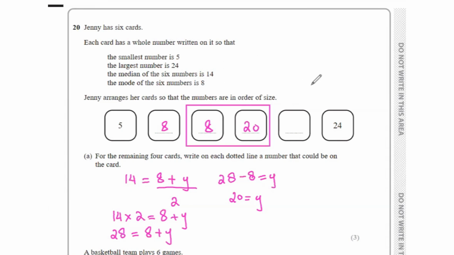Now, since the numbers are arranged in ascending order, the card over here will have any number that's between 20 and 24, and it has to be a whole number. So you can write this card as 21, you can write it as 22 or 23. Either of these three will work over here. So I'm going to choose 22.